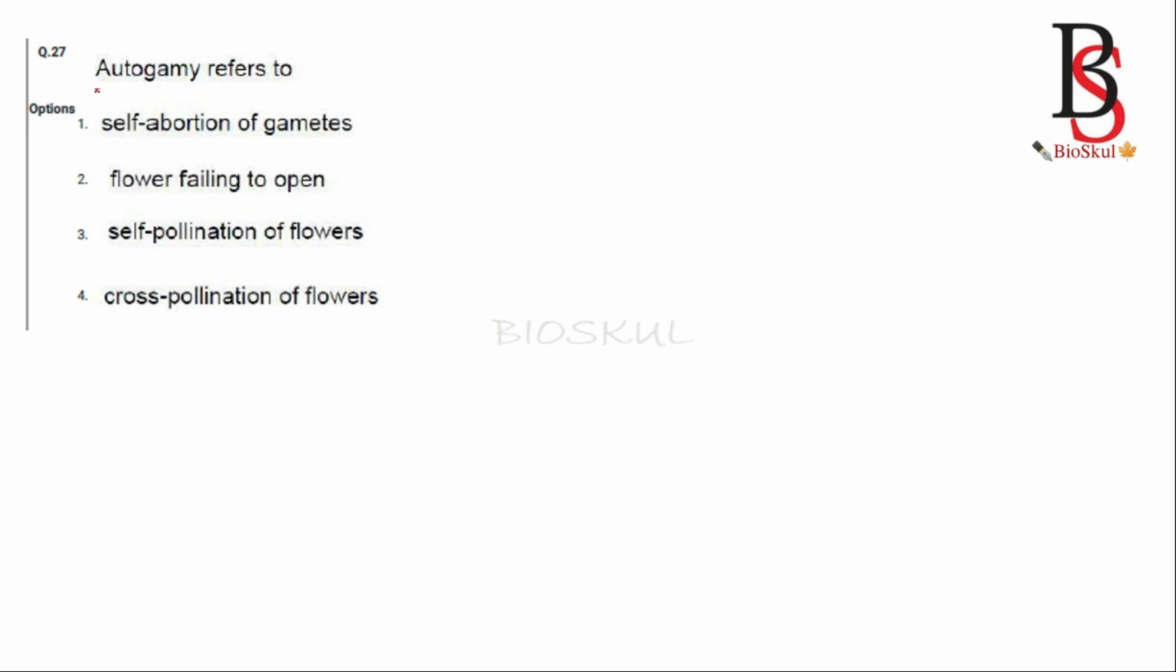Question number 27. Autogamy refers to. Okay, so this word is self-defined, right? So what is the answer? Auto means self. Gamy means pollination or reproduction. So it is option 3, that is the self-pollination of flowers is referred to as autogamy. Okay.